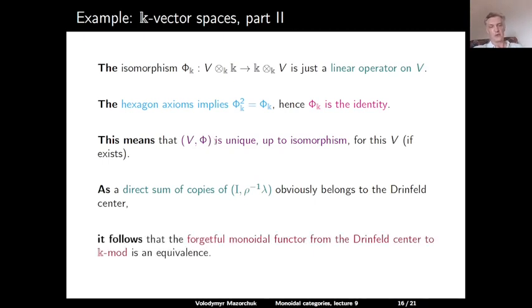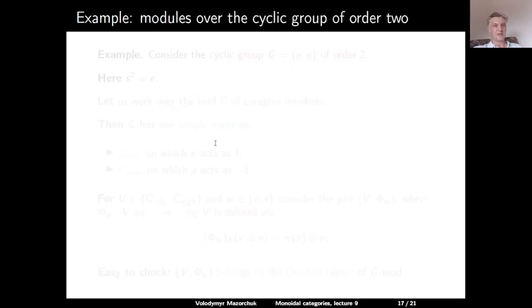And so from this it follows that the forgetful monoidal functor from the Drinfeld center to K mod is actually an equivalence. Here is another example. Let's consider modules over the cyclic group of order 2. So consider the cyclic group G of order 2 consisting of two elements, the identity E and the element S. Of course, S square is the identity then.